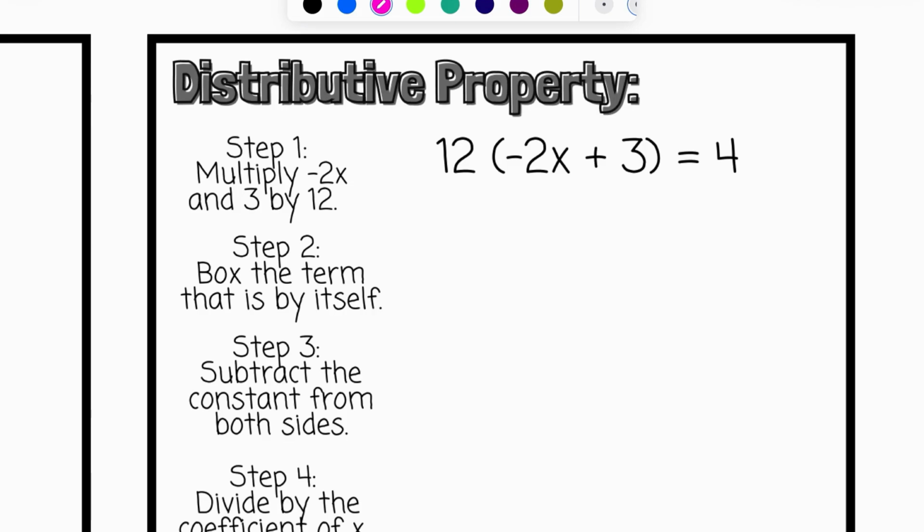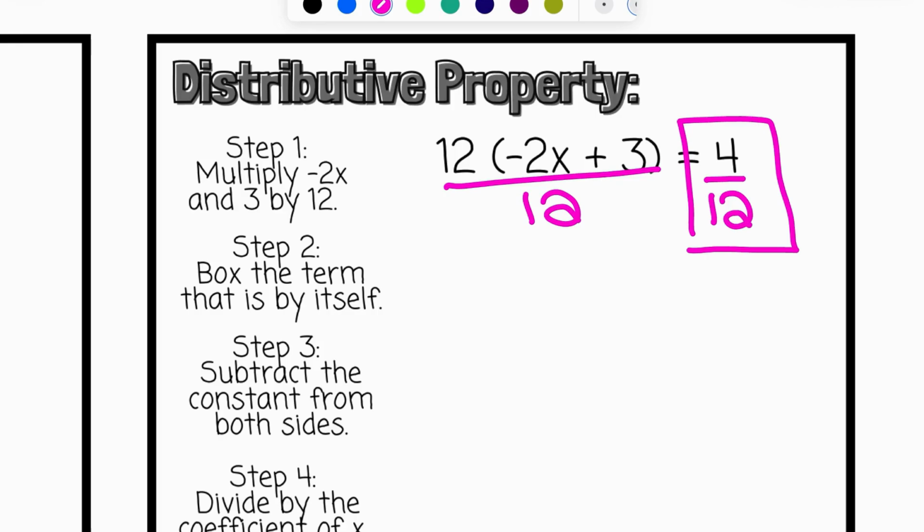Let's talk about why we would sometimes want to use the distributive property instead of just dividing. Let's look at this example. Now don't write this down yet, just watch. If I were to solve this by dividing, I would divide both sides by 12. When I calculate 4 divided by 12, I'm going to get a decimal, which is fine. You're going to have equations that have decimals in them, but we can solve this without having to use a decimal. So let's try the distributive property.